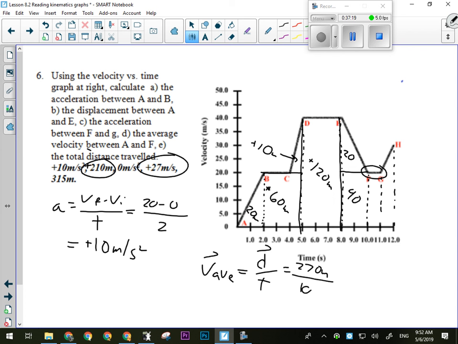Okay. And then lastly, the total distance traveled. Well, now I've got to calculate all the rest of the shapes. There's no other way for me to do that. So I'm just going to calculate this last rectangle here and that small triangle up top. This one here is going to be another 40-meter rectangle because it's the same size. This triangle is 1 second on the base by 10, so it's 5. We just add an extra 45 onto that, and we're looking at 315 meters. Okay. All right. Everybody feeling okay about those?